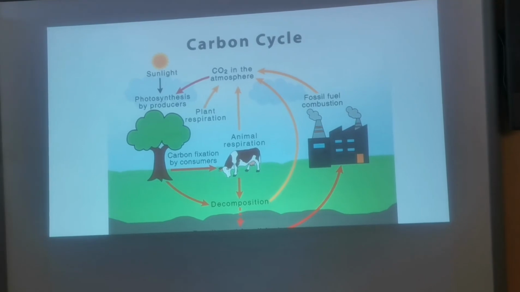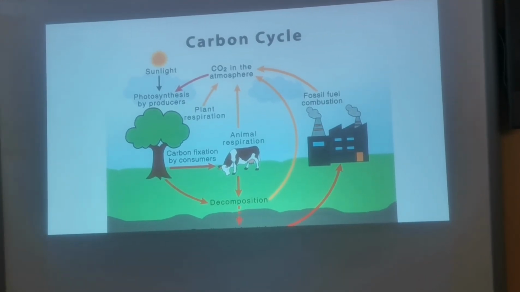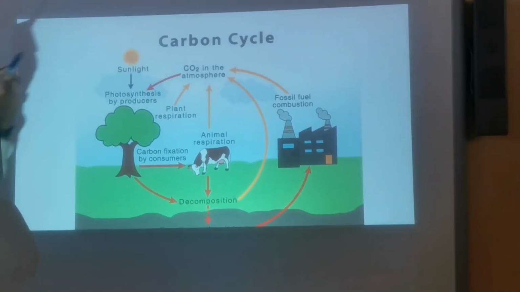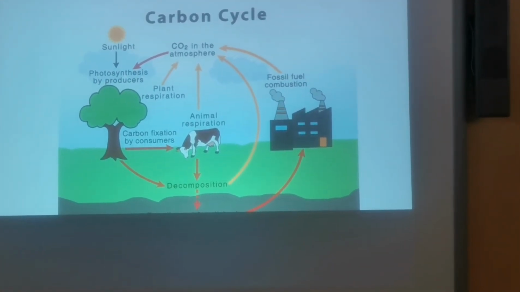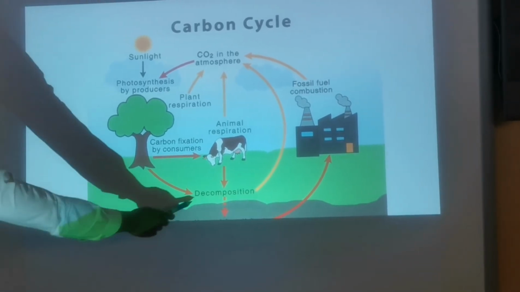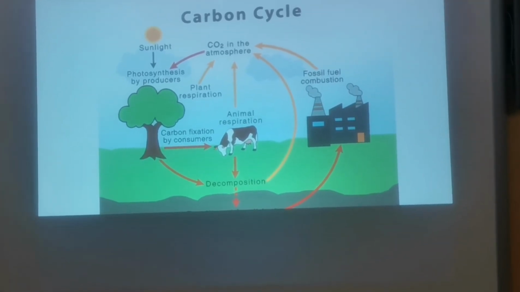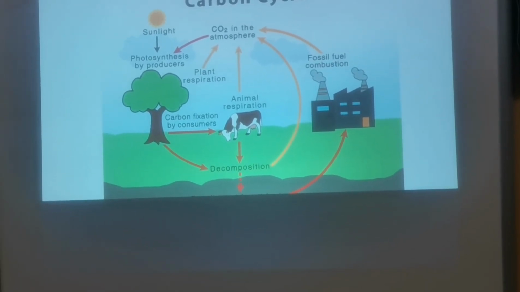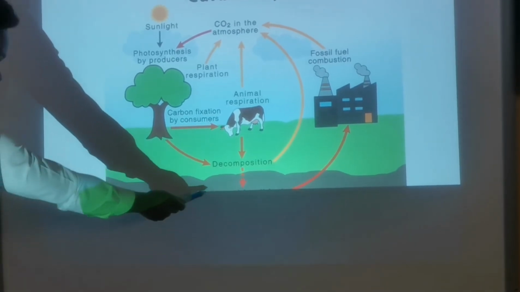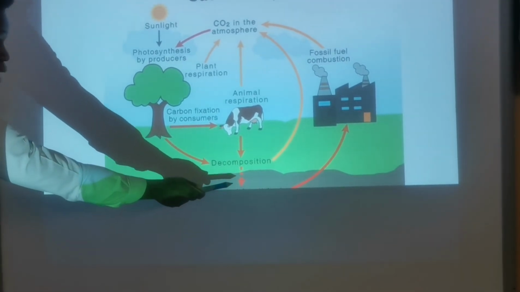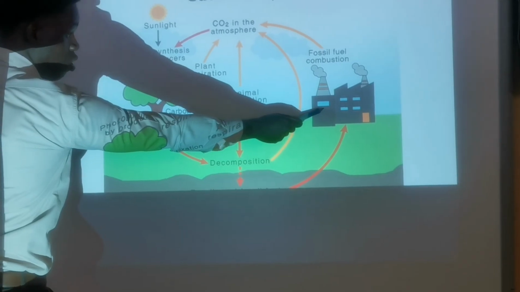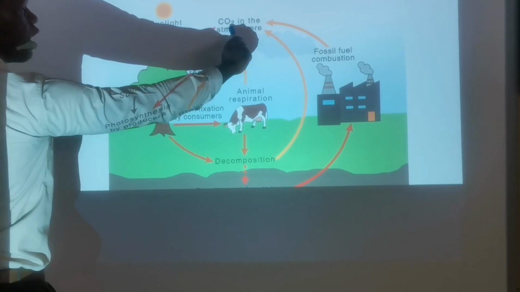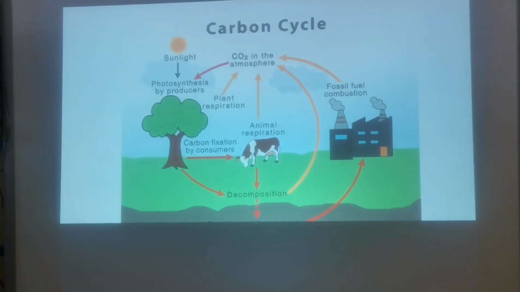Another way that carbon dioxide can be released into the atmosphere is by plant respiration. And now we have the decomposition. These organisms may also further decompose into fossil fuels. These fossil fuels are used by factories which combust and produce carbon dioxide into the atmosphere.